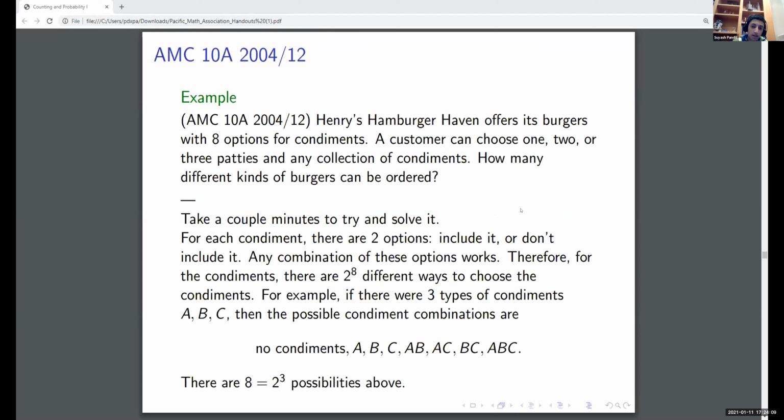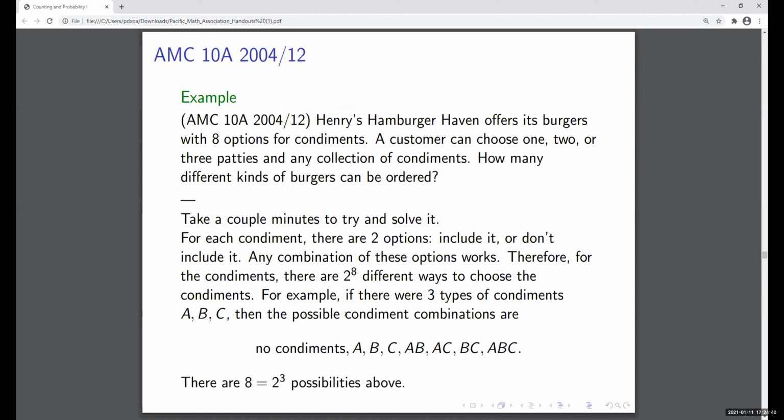Because no matter what condiments you choose, you still have that option of 1, 2, or 3 patties. So for each selection of condiments, there are 3 different options for the patties. There are 256 options for condiments, and 3 options for the patties. So you just multiply those 256 by 3. Does that clear things up?